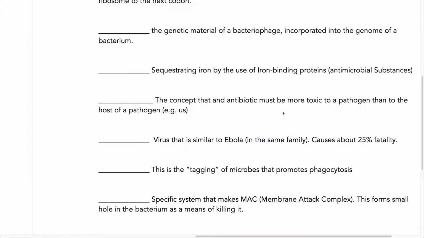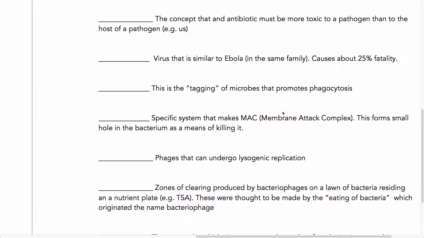Okay. Phages that can undergo lysogenic replication, temperate phages. So phages that can undergo lysogenic replication are temperate phages.